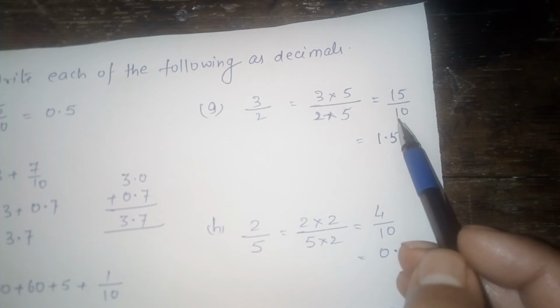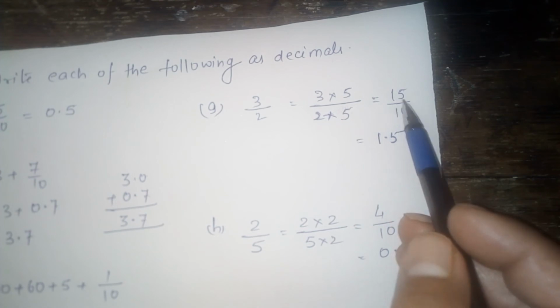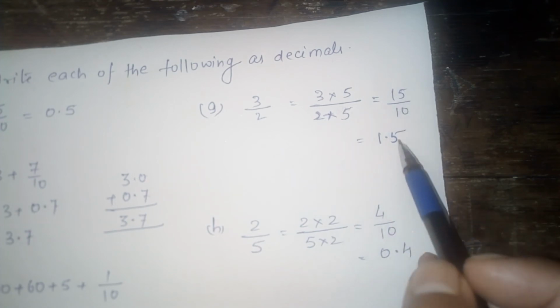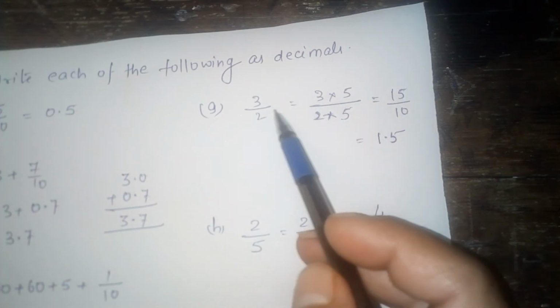You know very well, in denominator 10, the number of 0s is 1. So what will you do? Before one digit, we will put the decimal point. It will give you 1.5, which is the required answer of the given question.